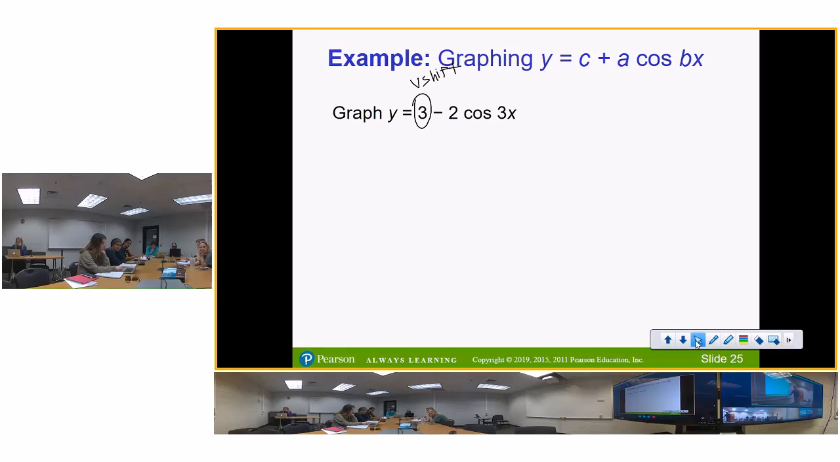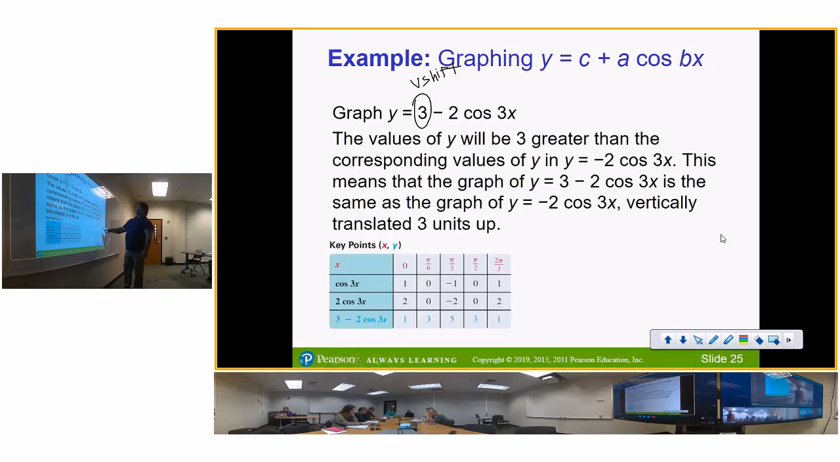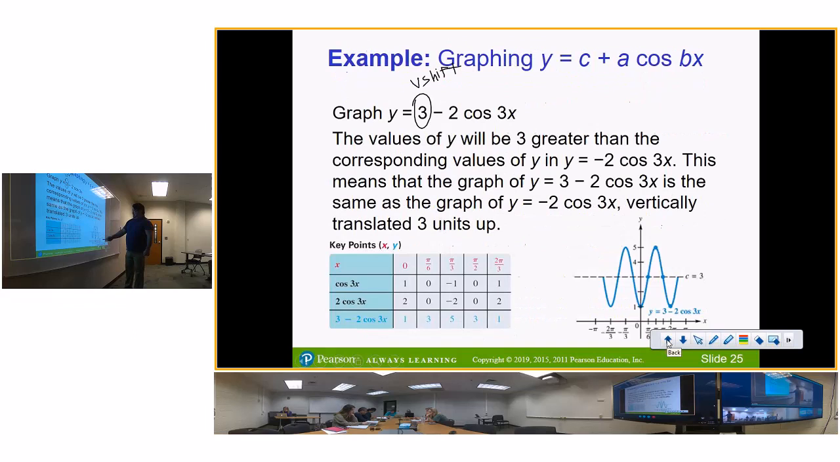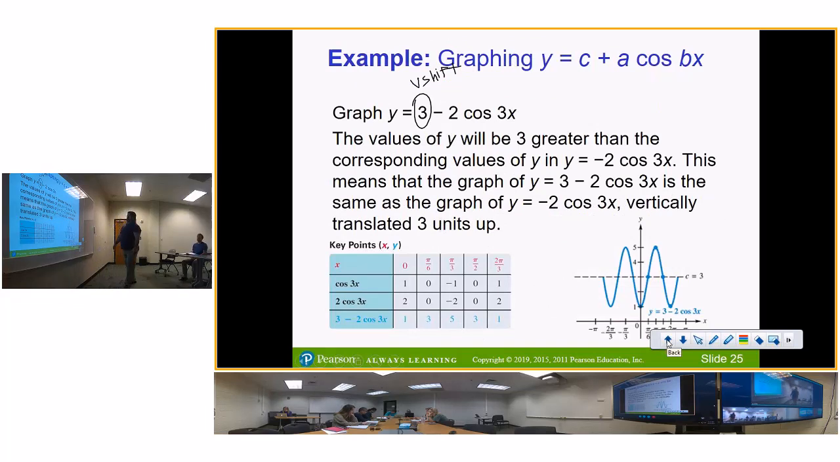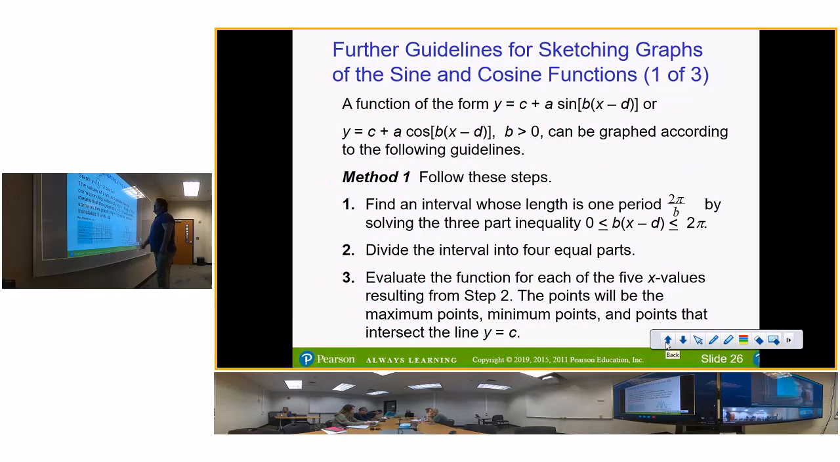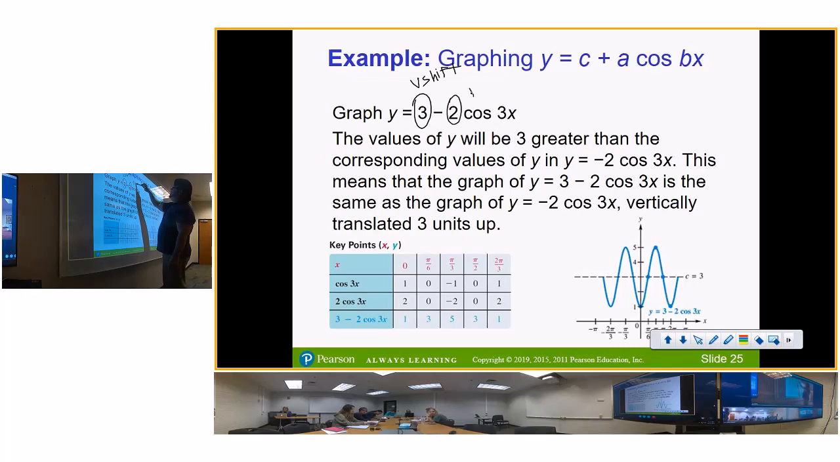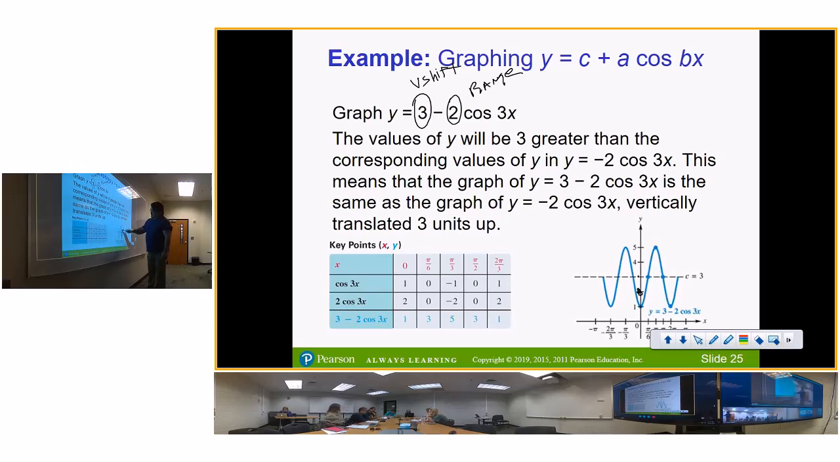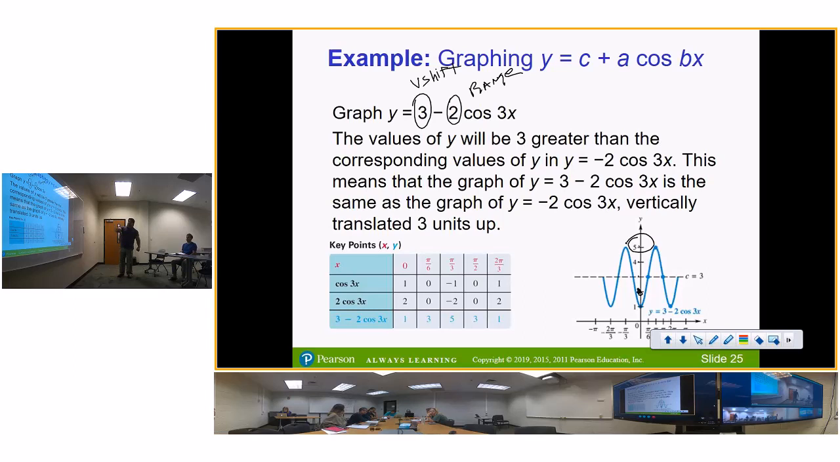So if you go through this one, you're going to have a vertical shift of 3 up. So instead of, let's see, 2 is our range, right? That's our range. I'm about ready to quit. That's our range. So we've got to add 3 to our range. And if we add 3 to the range, what do we get? We get 5. And now the range is from 1 to 5.